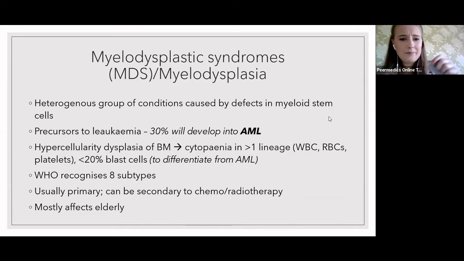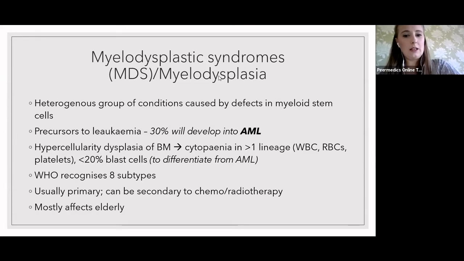And you basically just have your cells starting to get a bit dysplastic in the bone marrow. The clue is in the name. So you'll have some blasts, but you're not going to have over 20%, which is where you start to get your cut off for it being an acute leukemia instead. So I wouldn't worry too much about it.